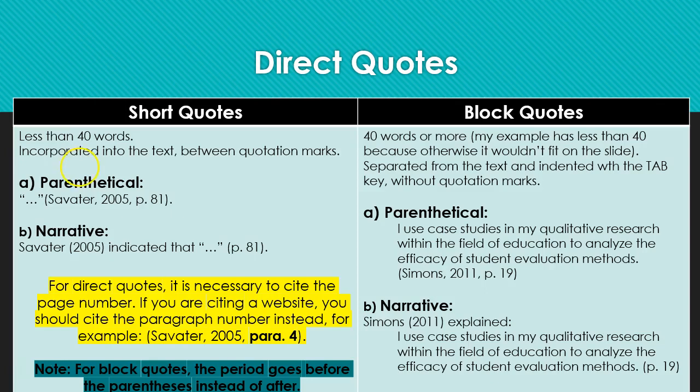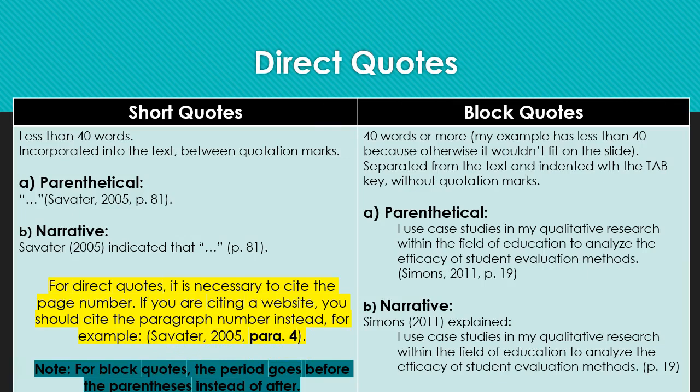The other option is to include the author's last name in the text of the essay, like this, a narrative citation. So I mention the author in the text of the essay, and then I put the year directly after the last name, indicated that, then the information I'm borrowing, and the page number in parentheses. For direct quotes, it's always necessary to cite the page number, or in the case of a website or other document that has no page numbers, you would cite the paragraph number instead. For example, 2005, paragraph 4.